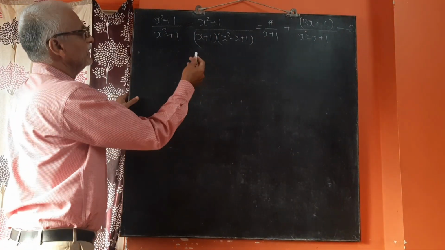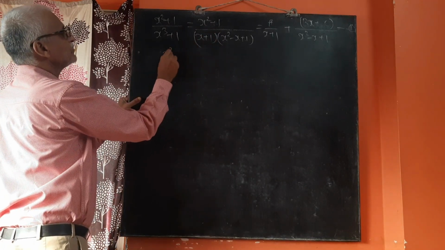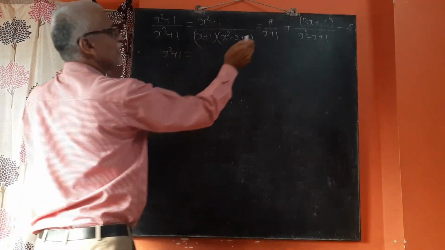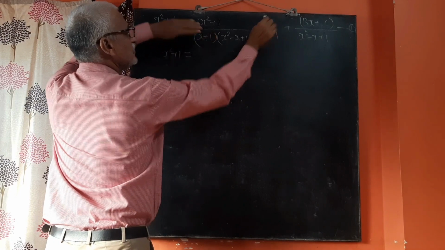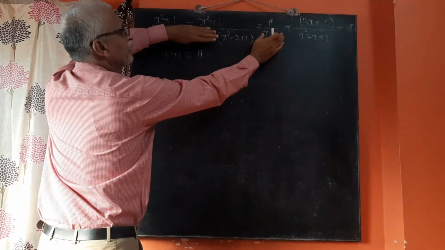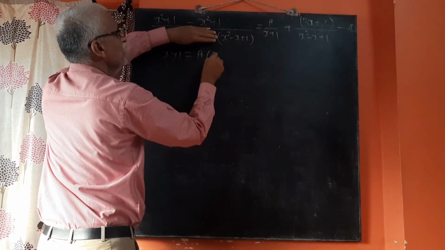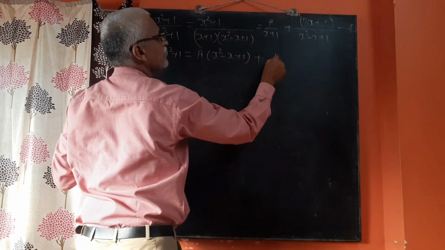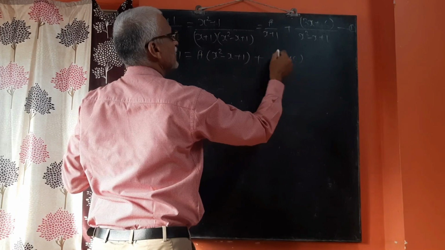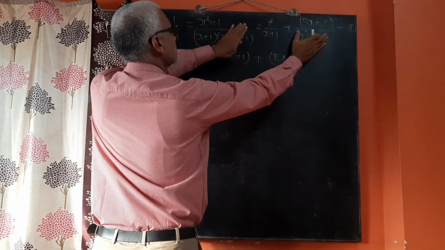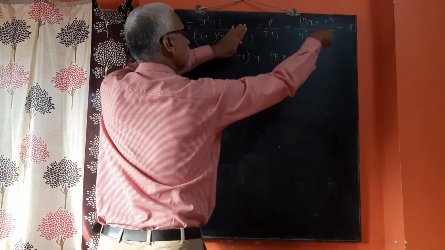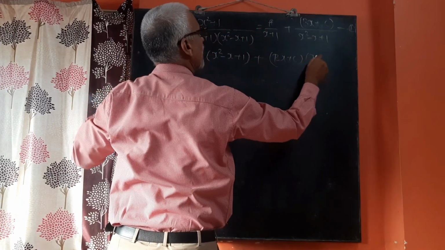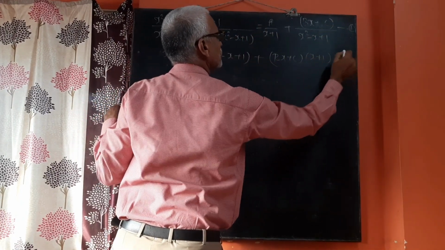Then by cross multiplication we get x square plus 1 is equal to, x plus 1 gets cancelled, so we will get a into, this and this cancel, the remaining is x square minus x plus 1, plus bx plus c into x square, and this gets cancelled, the remaining x plus 1 goes here, so it is x plus 1. This is equation number 2.